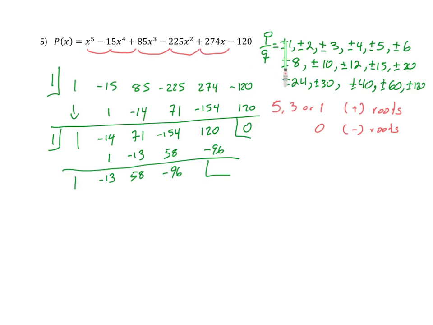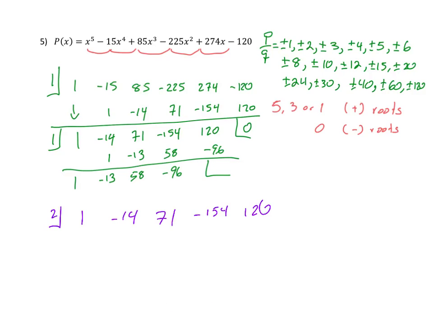So my next step, I'm going to go to the next on the list, that in this case is positive 2. And I'm going to use 1, negative 14, 71, negative 154, and 120 to do my division. Instead of using all those numbers again, I'm going to use those numbers that gave me 0 first. Why? Because I want to reduce that from x to the fifth to a quadratic polynomial.